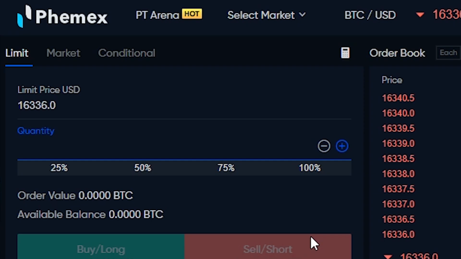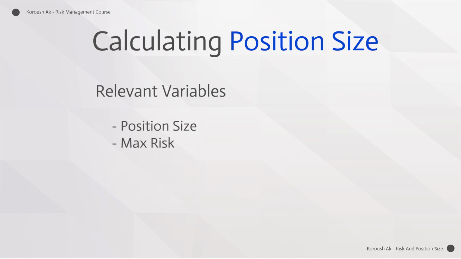Now here we put quantity in US dollars, so we need to make sure our final output is also in US dollars. Next variable is maximum risk. Remember, in the example we gave earlier, our maximum risk is, let's say, 3% of $10,000, so our max risk is $300. Then the next variable is entry price.